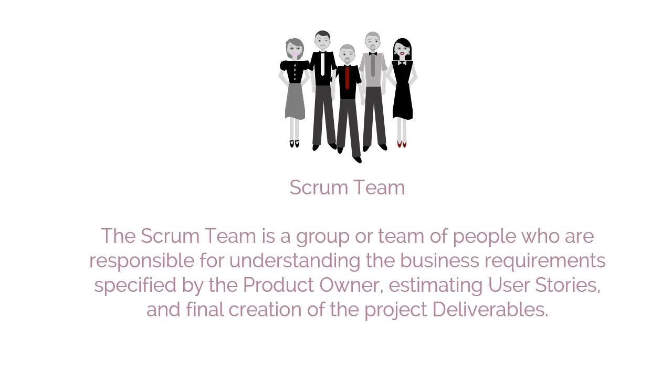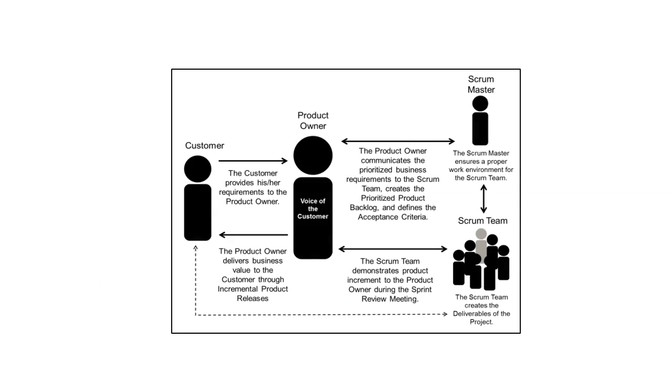Now, it's time to meet the team. So we have the Scrum team here. The Scrum team is a group or team of people who are responsible for understanding the business requirements specified by the product owner, estimating user stories, and final creation of the project deliverables. We have a diagram here to give a clear understanding of the core Scrum team roles.